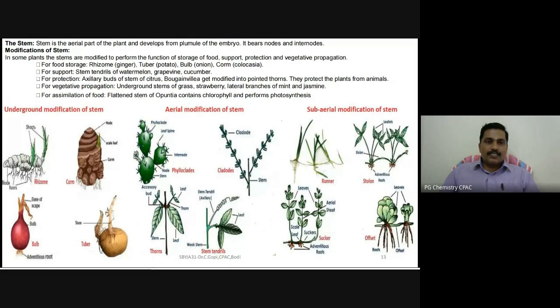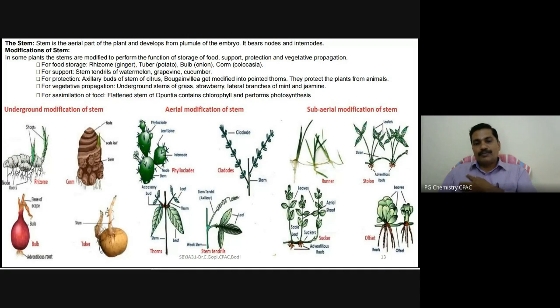and these are some of the stem modifications. So you see rhizome. Rhizome is an underground stem modification. Rhizome, corm, tuber, bulb. The rhizome example is ginger, corm example is palm, tuber example is potato, and bulb example is onion. All those things are underground modifications of the stem. So this stem is also called food storage. Okay, storage of food.